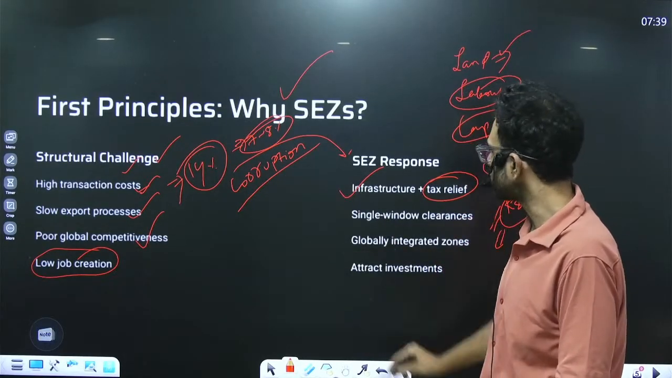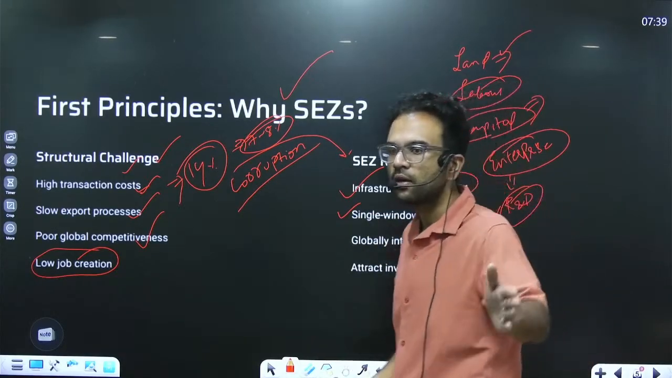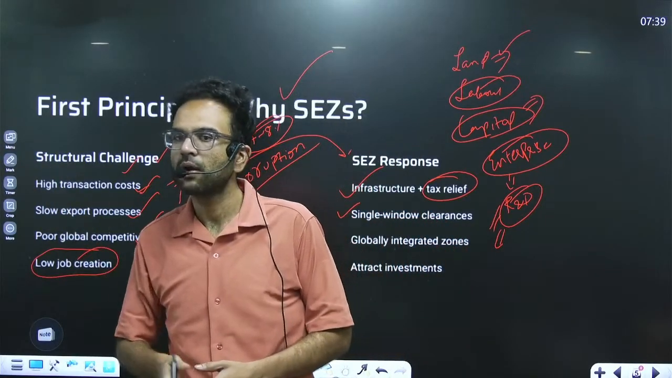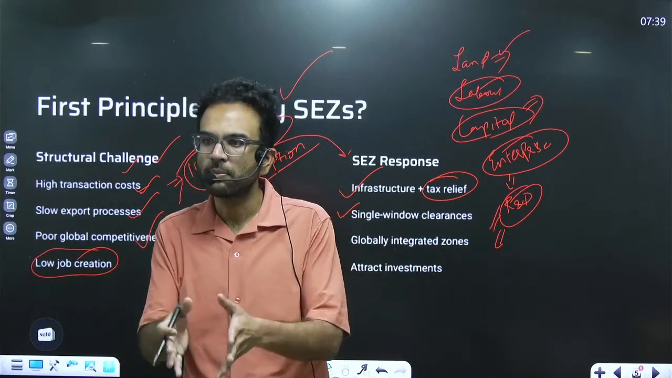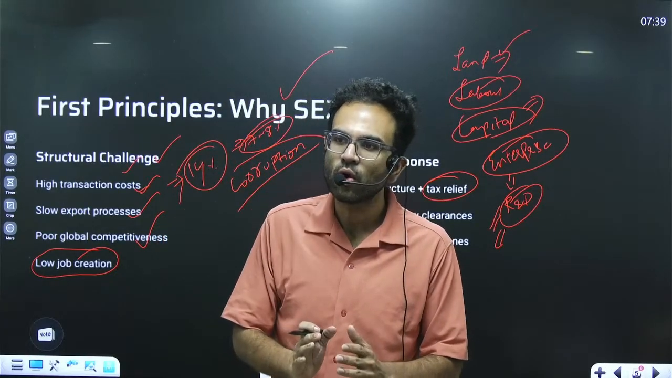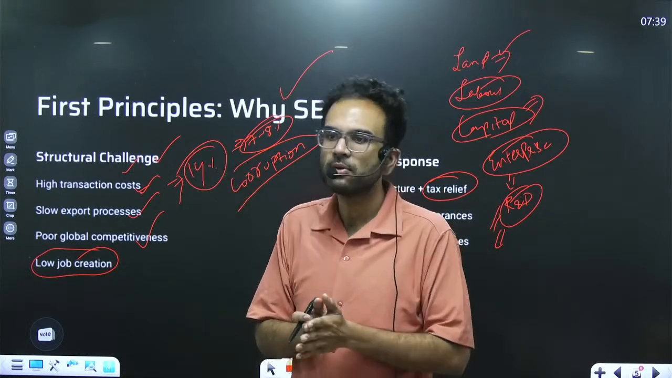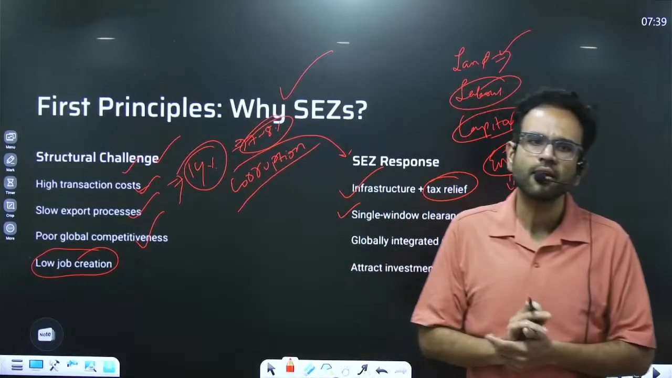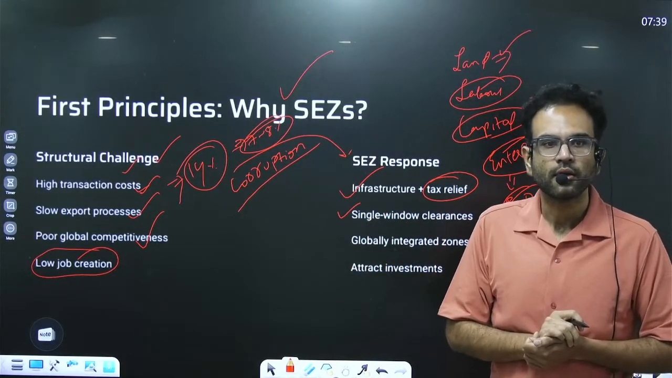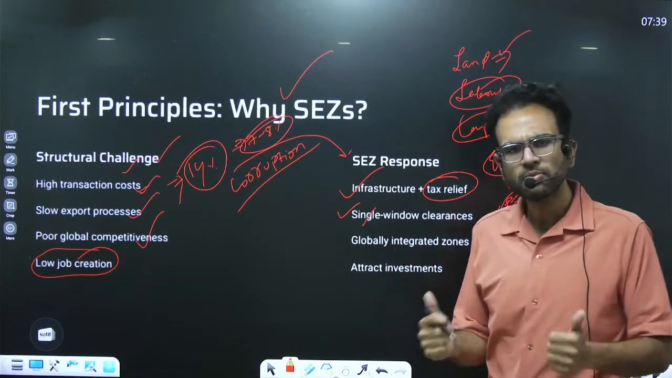Slow export processes. For that, I said I will give you a single window clearance. You don't have to run to the electricity department, labor department, etc. I told you, right? Land is a state subject. So you will have to coordinate between center and state and get multiple clearances from multiple departments, which is almost like a harassment for entrepreneurs. Okay. Clear? Now, to solve that problem, I gave you a single window clearance. Problem solved.